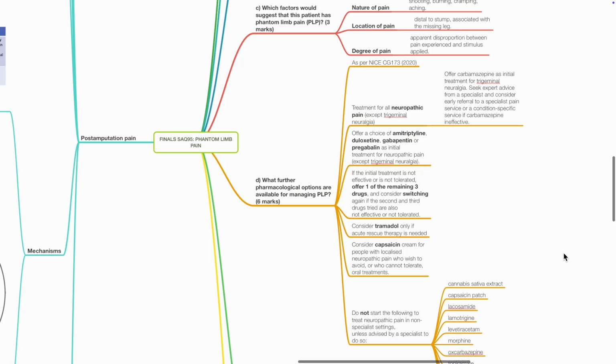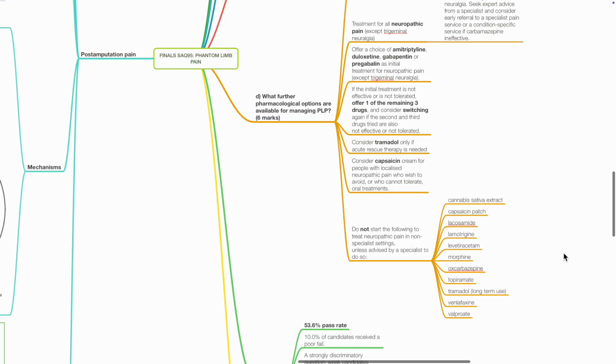Consider tramadol only if acute rescue therapy is needed. Consider capsaicin cream for patients with localized neuropathic pain who wish to avoid or cannot tolerate oral treatments. Do not start the following to treat neuropathic pain in non-specialist settings unless advised by a specialist to do so: cannabis, capsaicin patch, lacosamide, lamotrigine, levetiracetam, morphine, oxcarbazepine, topiramate, long-term tramadol, venlafaxine and valproate.